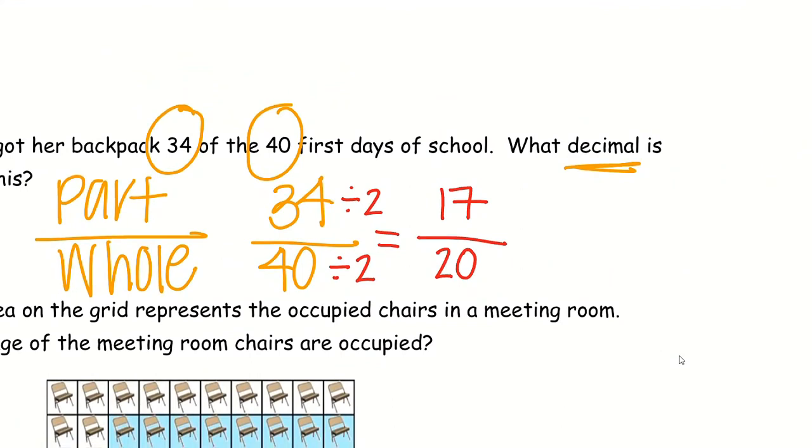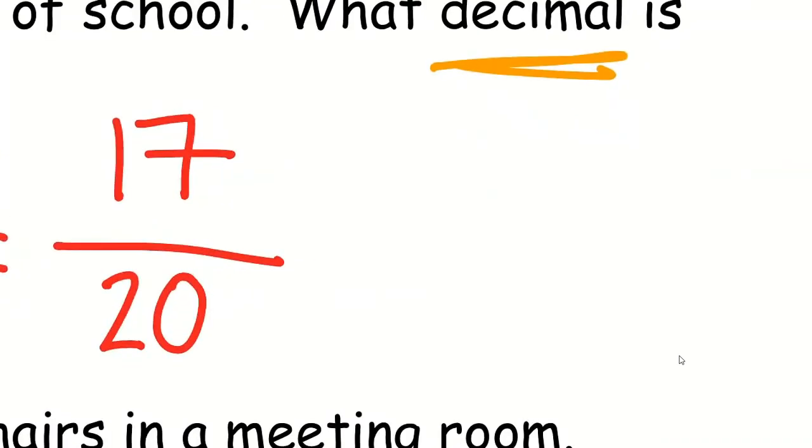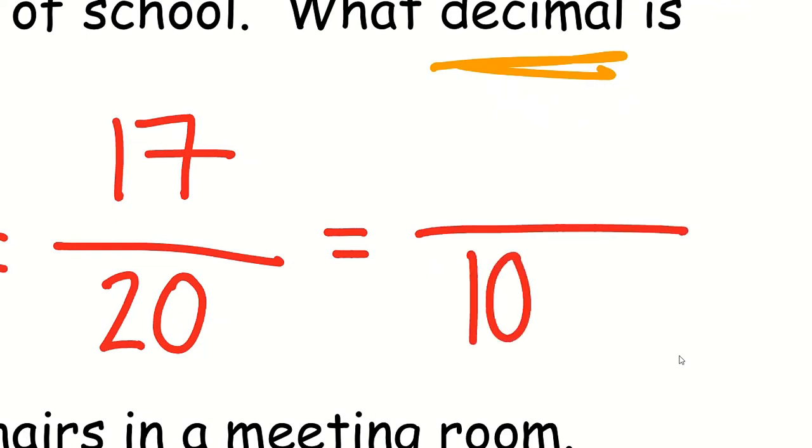Now I'm trying to go from a fraction to a decimal. Wait, I got an idea. Do you want to do percent? Well, I know decimals are tenths, hundredths, thousandths. So I'm thinking hundredths. Can we go from 20 to 100? I think we can. Okay, so let's try to get that to 100. I hate dividing, especially with 17 and 20. Ooh, that's ugly numbers.